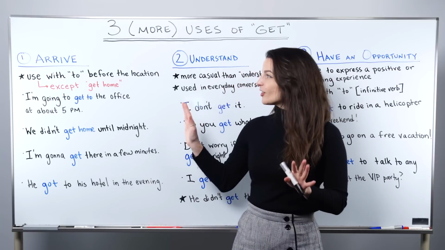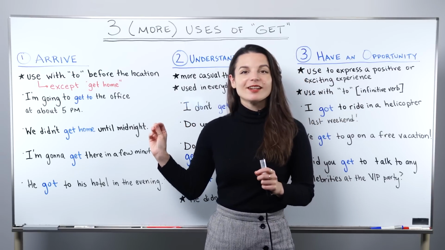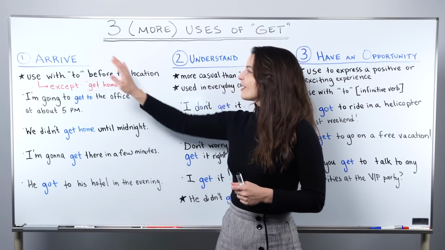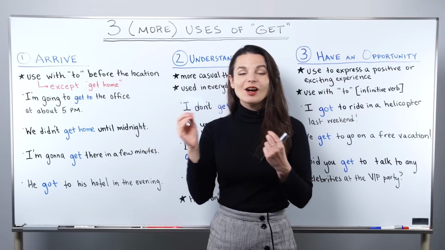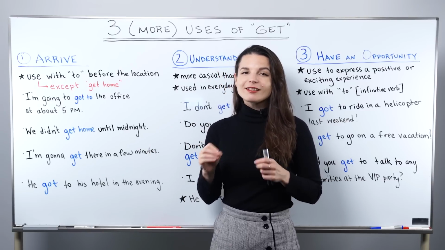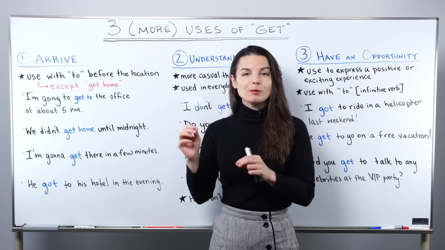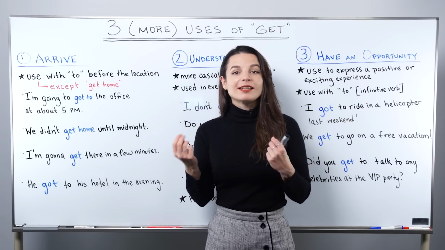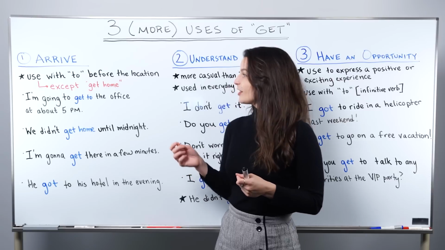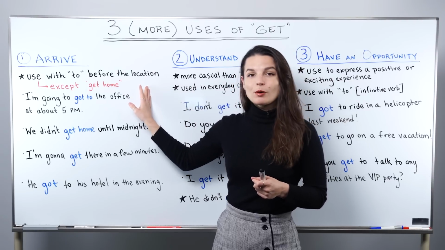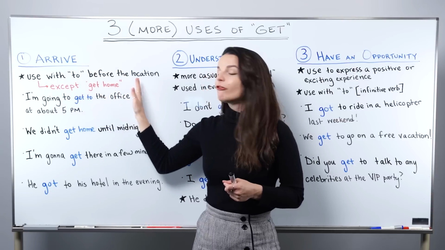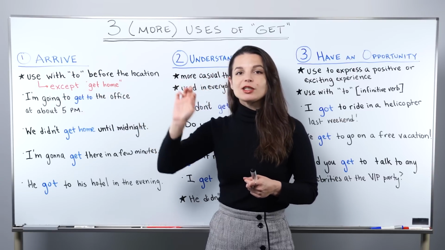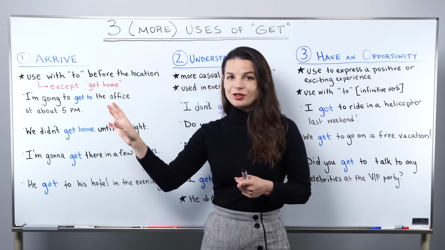Okay, the first use of get that I want to talk about in this lesson is arrive. So we can use the word get to mean arrive. Arrive tends to sound a little bit formal or a little bit more polite. So we use get a lot in everyday conversation. So some key points about this use. We use to before the location. So get to plus the location.